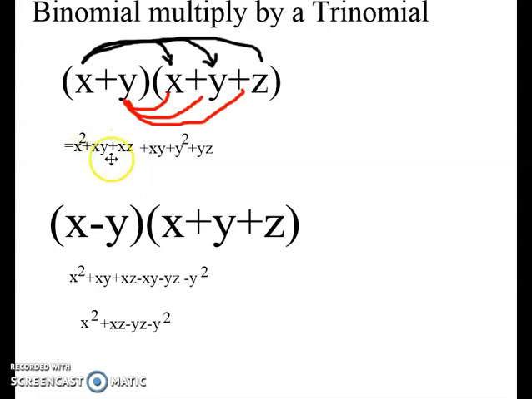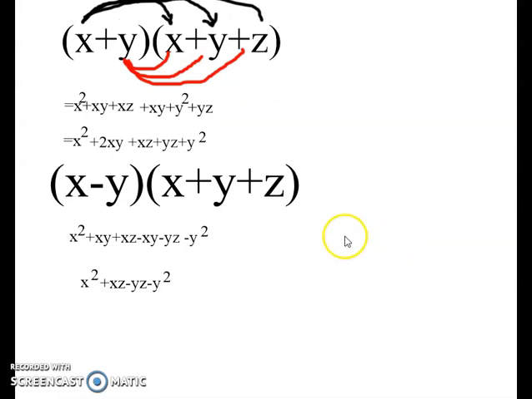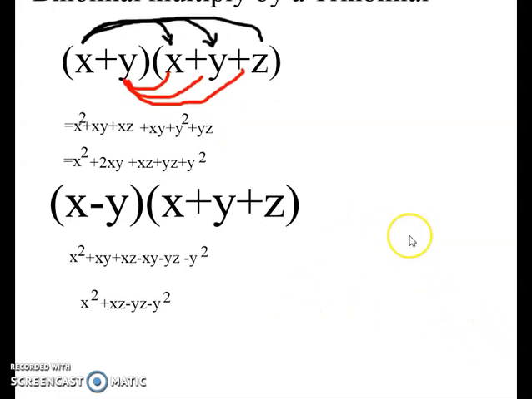I look for any like terms. The like terms I notice here are xy, so they need to be added together. So I'll still have x squared, and I'll have plus 2xy. There's no other xz, so just one xz. There's only one yz, and then y squared. The order is not too important in this case because it's not significant at this point in time.